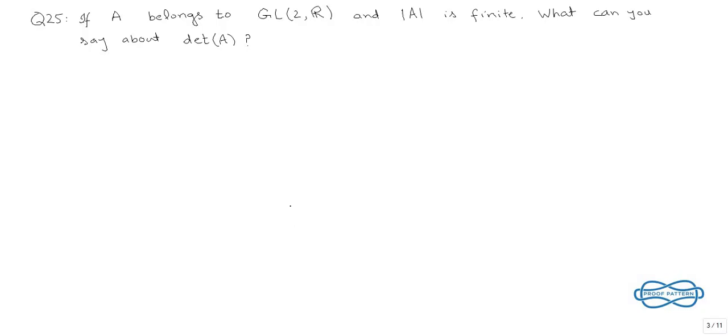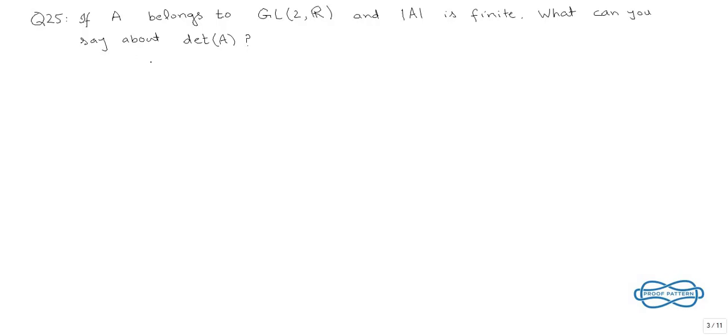where entries are from the real numbers R, this is the general linear group, and A is a 2 cross 2 matrix with entries from the real numbers, and if the order of A is finite. The order of an element in a group means the smallest positive integer such that if we take that integer as a power of that element, we get the identity.